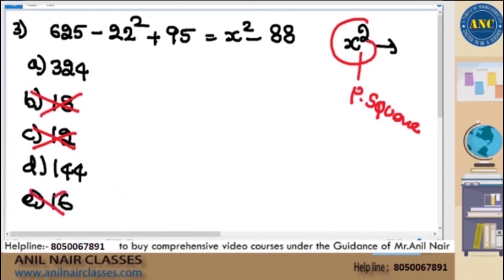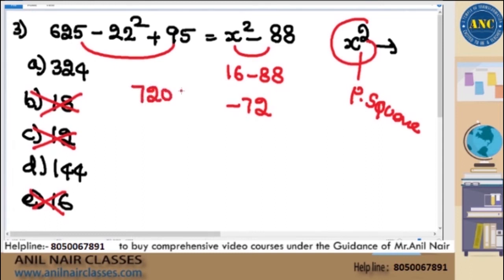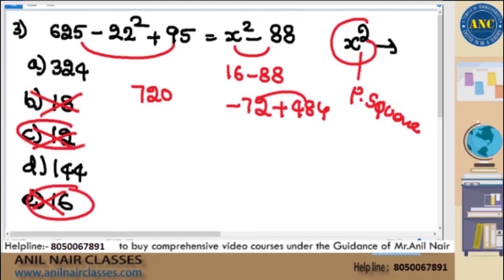16 cannot be subtracted from 88. I will get 16 minus 88, I will get minus 72. So 625 plus 95 is 720. Minus 22 square, if it comes, the value is not matching. This is also not matching. This is also a perfect square, which never ends with 2, 3, 7 or 8.